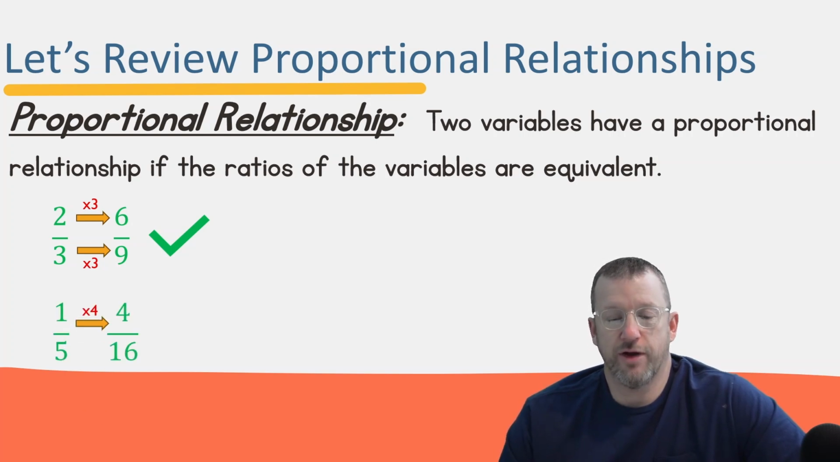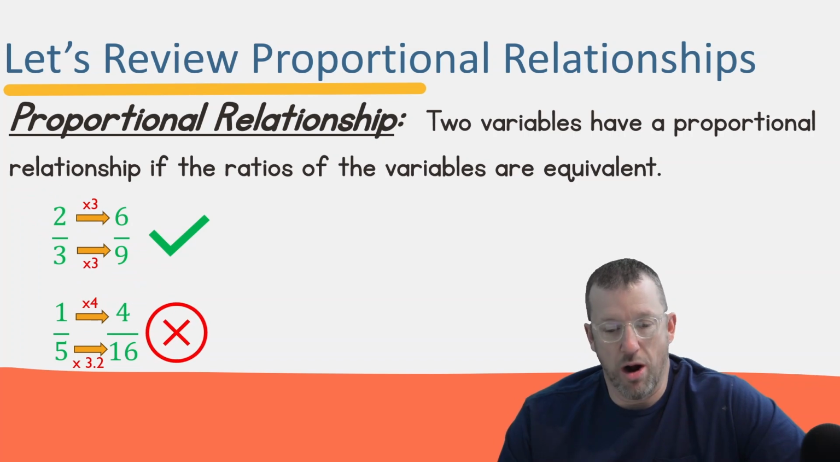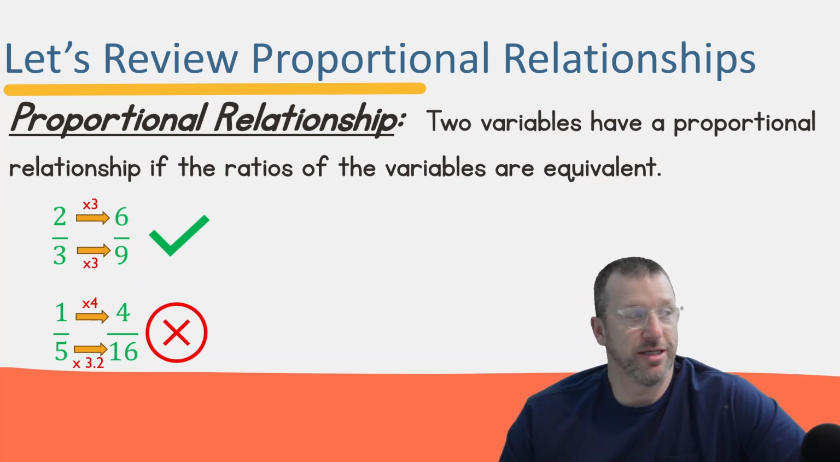But if you have two fractions where they are not equivalent, in other words, I multiplied the top by 4 and I multiplied the bottom by 3.2, then that tells us they are not equivalent, which means that these are not a proportional relationship.